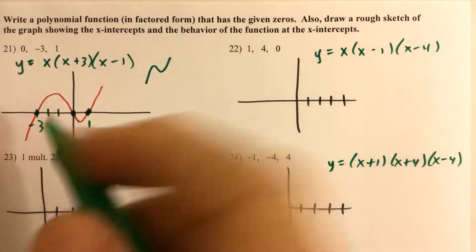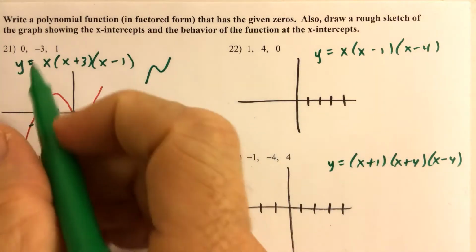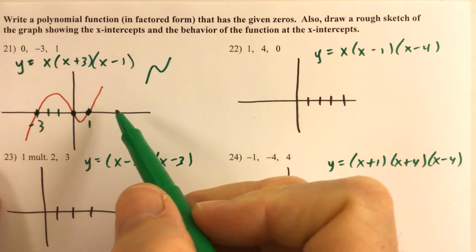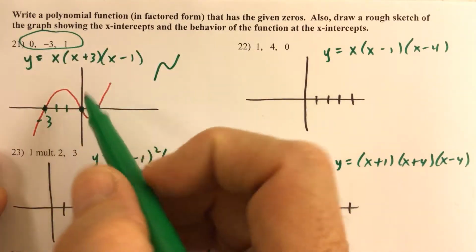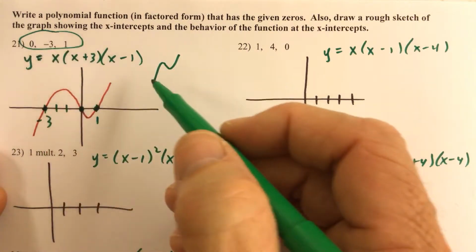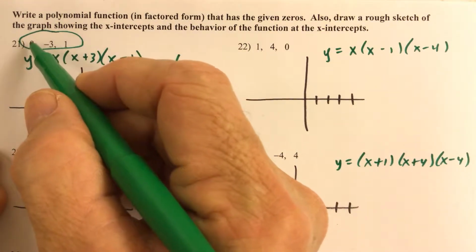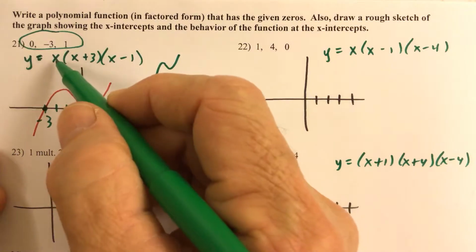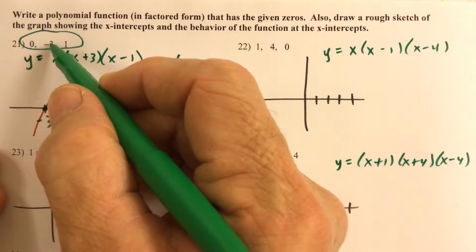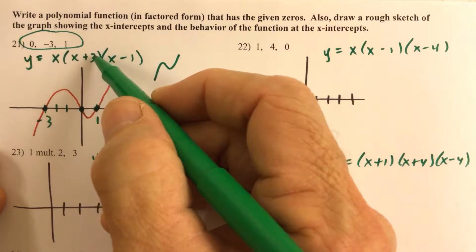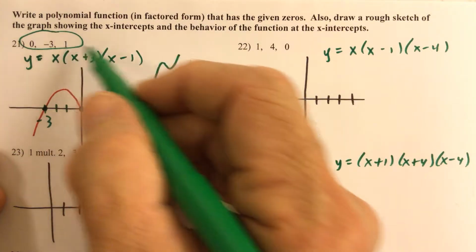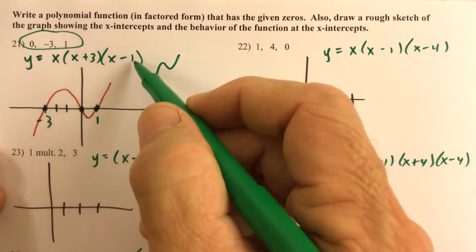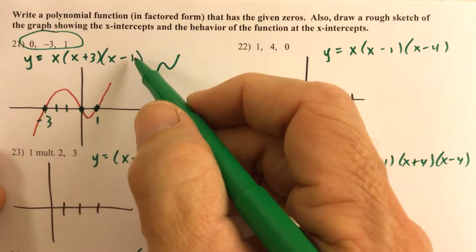So for the backside, numbers 21 through 30, I already did number 21 in class. What we did was, when we realized that we have three zeros here, 0, -3, and 1: if 0 is a zero, that means that x minus 0 is a factor. -3 is a zero, so x minus -3, or x plus 3, is a factor. And if 1 is a zero, then x minus 1 is a factor of the polynomial.